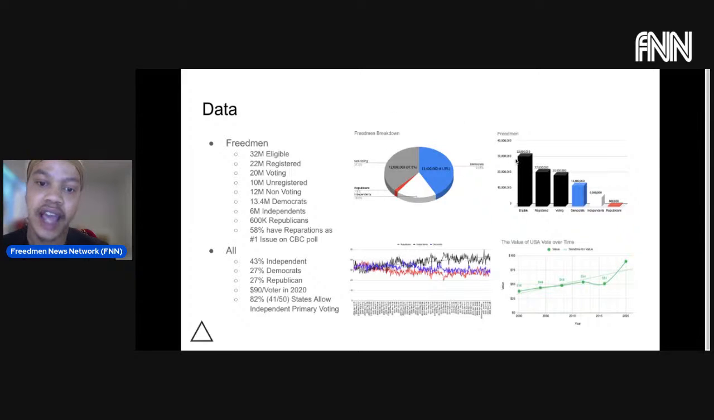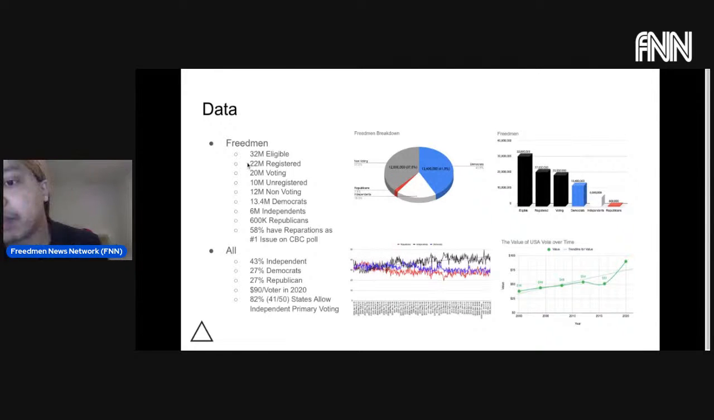So basically, out of the 42 million freedmen in the country, 32 million of us are eligible voters. 22 million of us are registered voters. 20 million of us voted in 2020. And out of the 20 million that voted, 13.4 million voted Democrat, 6 million voted independent, and 600,000 are Republicans.